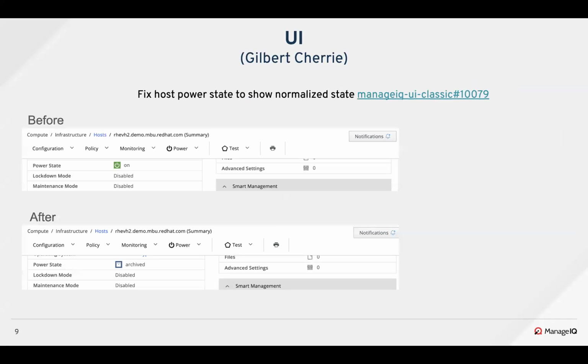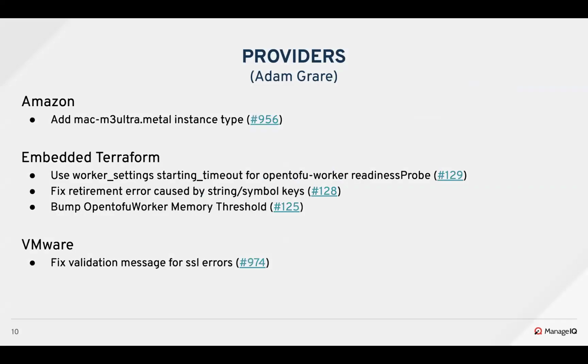And the fix host power state to show the normalized state. So this is a bug I fixed where you could see the old power state was showing on, even though this was an archived host. And then the after image, you could see the power state correctly shows archived in the power state now. That's it for the UI. Next is Adam. Thanks, Gilbert.